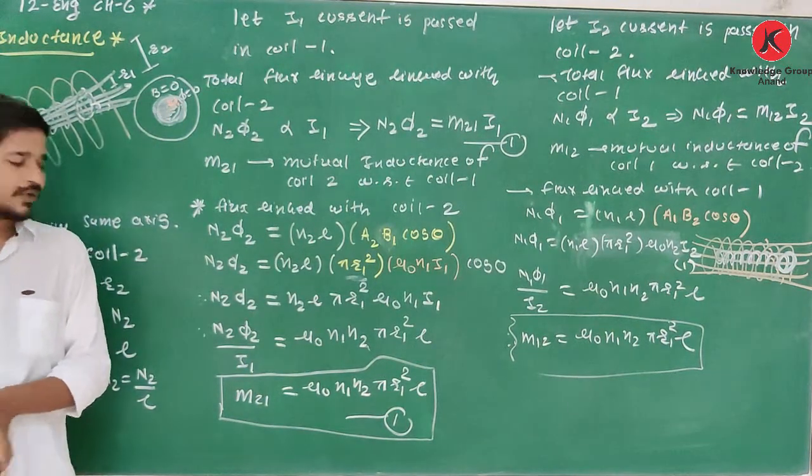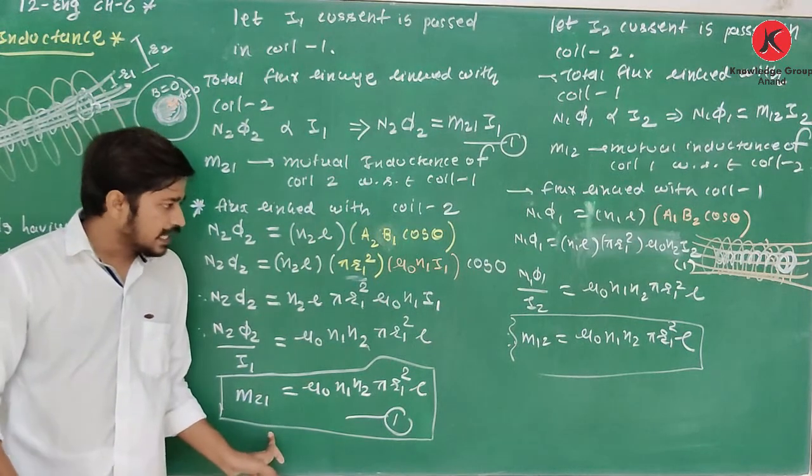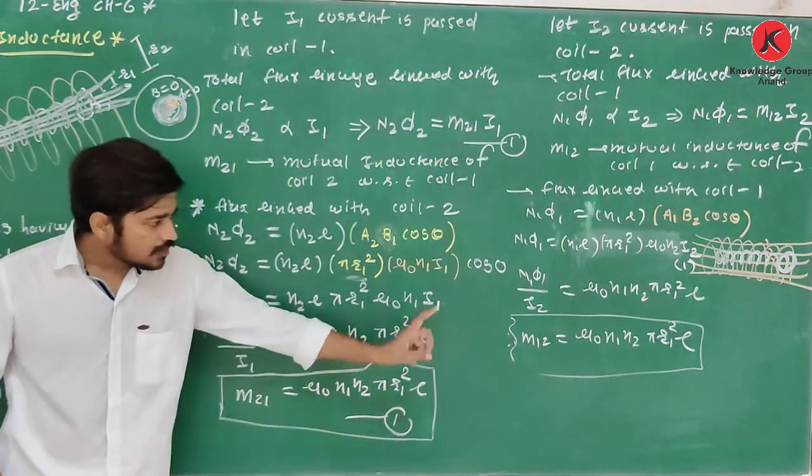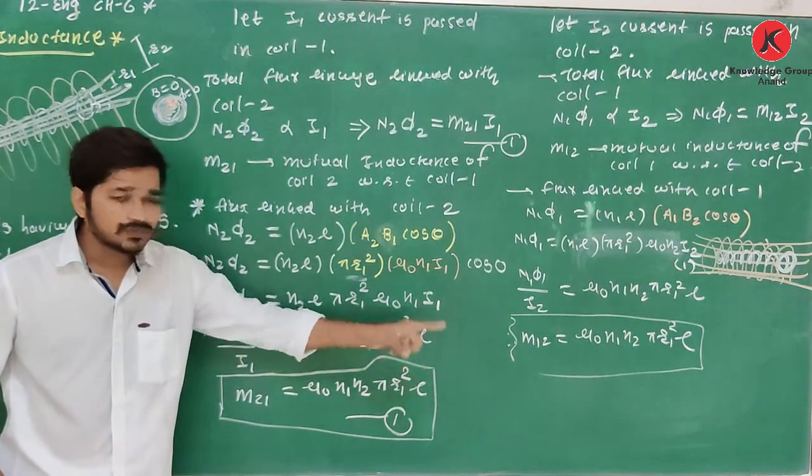Now observe these two equations. See, M21 and M12: mu 0 N1 N2 pi R1 square L, mu 0 N1 N2 pi R1 square L.